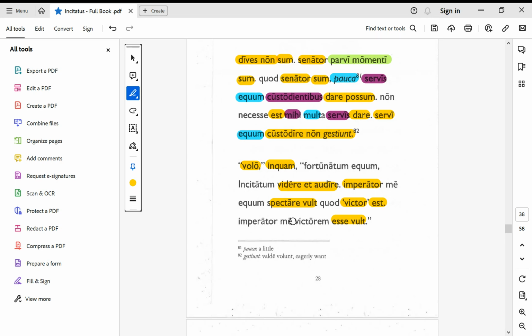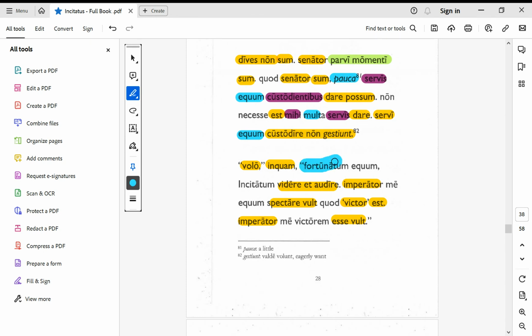We'll figure that out in a minute. And then we have esse volt. Well, volt means he wants, or in this case, imperator, the emperor wants to be. So volt esse, wants to be. Okay. Now let's go around and see if we can find some accusatives that are receiving these actions.